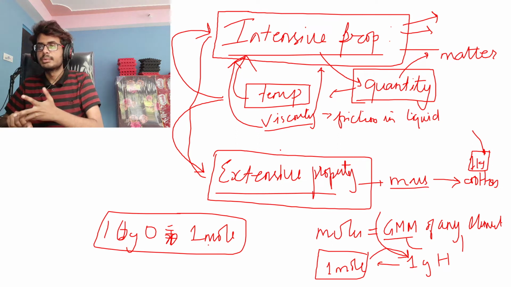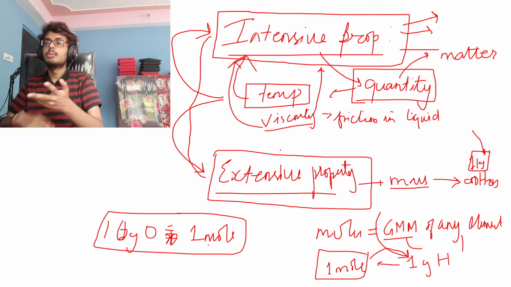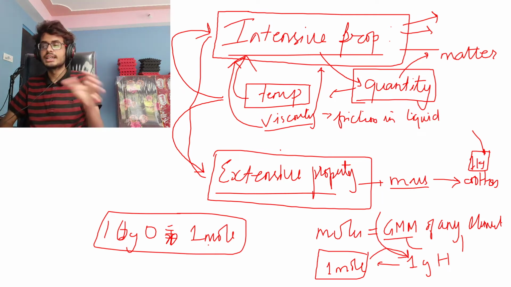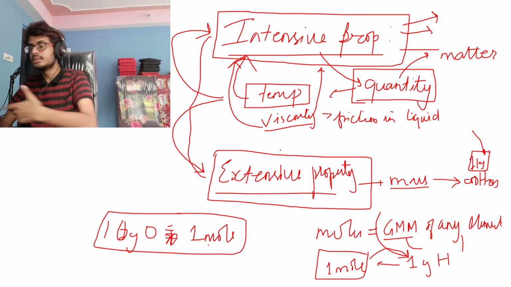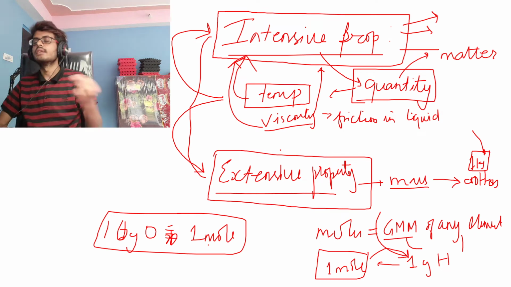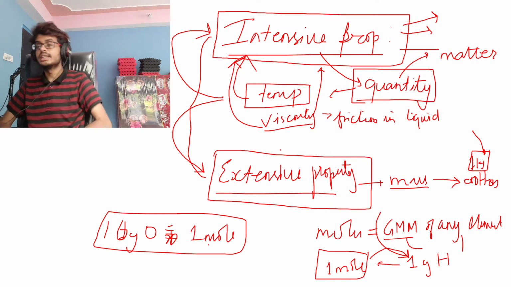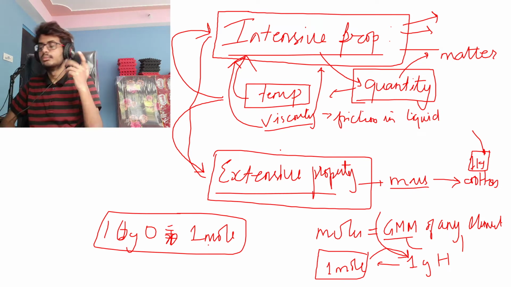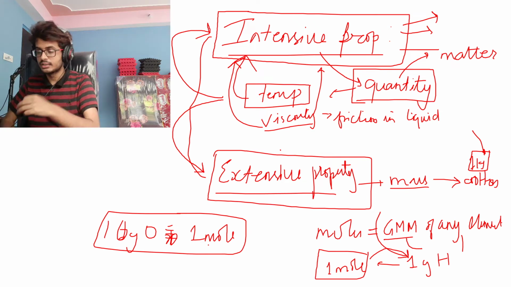An extensive property is just the opposite of it. It depends upon the amount of matter present. So mass will depend on the amount of matter that is present in a particular thing. Similarly mole, to find the mole of any element, you'll need the mass of that element, right? You'll need the gram molecular mass of that element. So that is mole, and that is an extensive property in general.